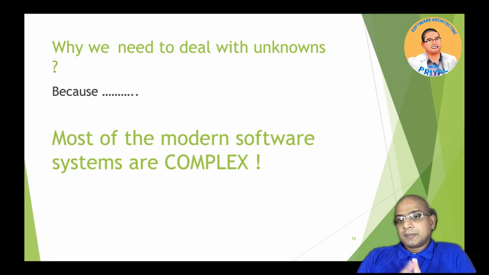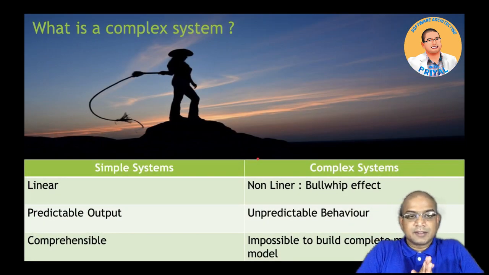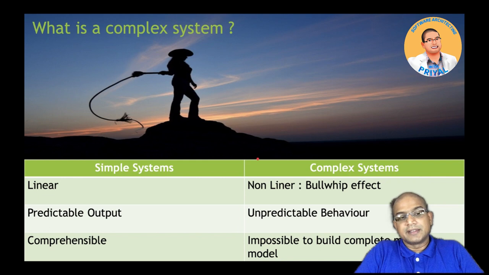So mainly we can categorize systems into two categories, the complex systems and the simple systems. But unfortunately, most modern-day software, because of the fact that we are dealing with a lot of data and complex requirements and all that, are complex systems. So now let's examine the difference between simple systems and complex systems.